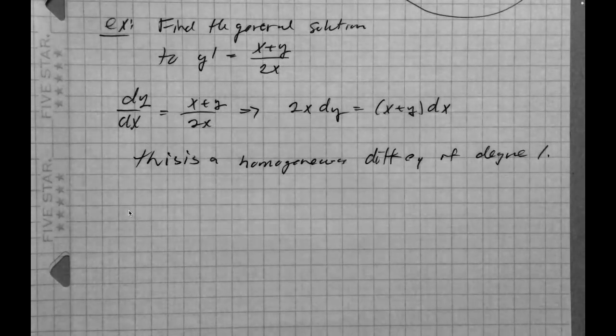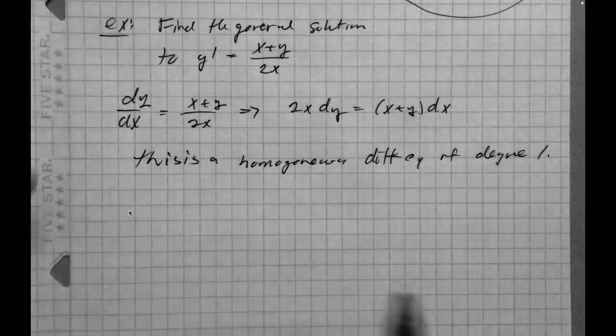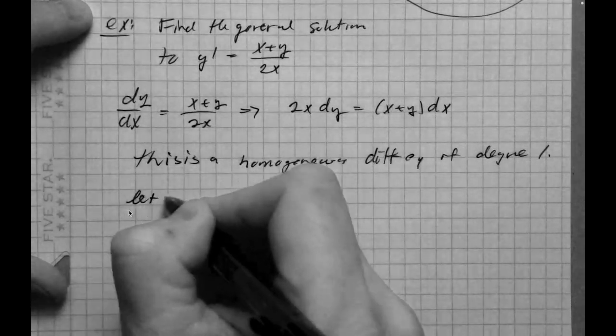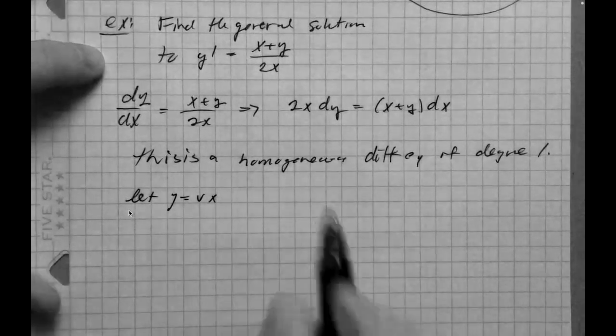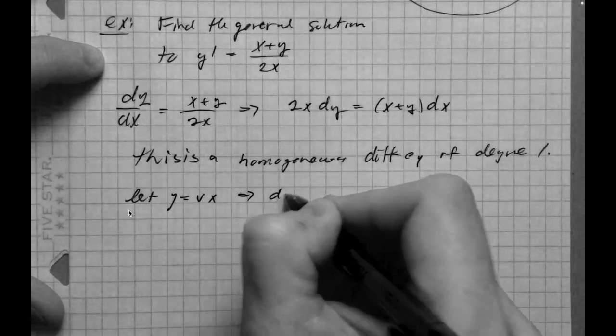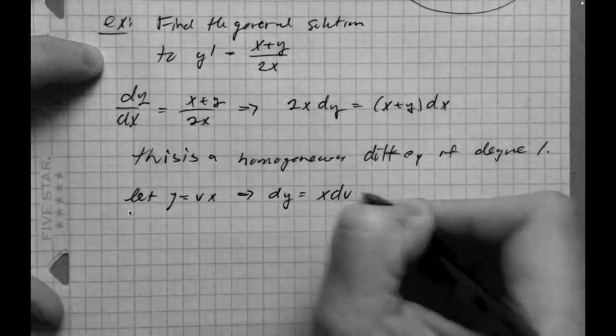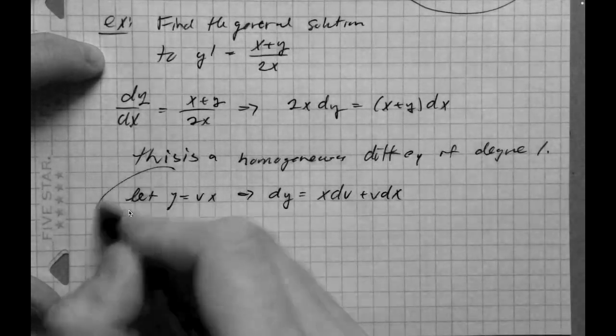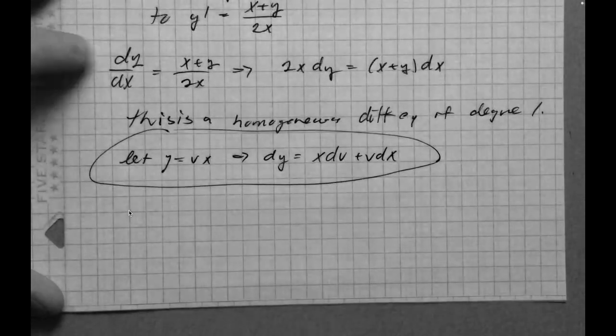And so let's do the substitution. Let y equal v of x. Then dy is equal to x dv plus v dx. So this is our innovation here.